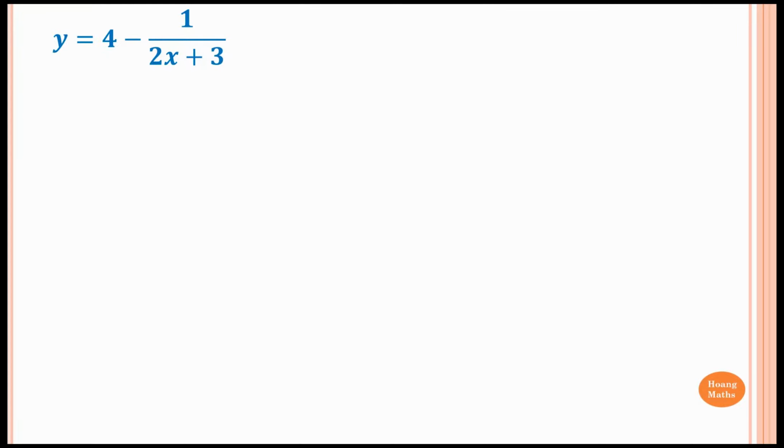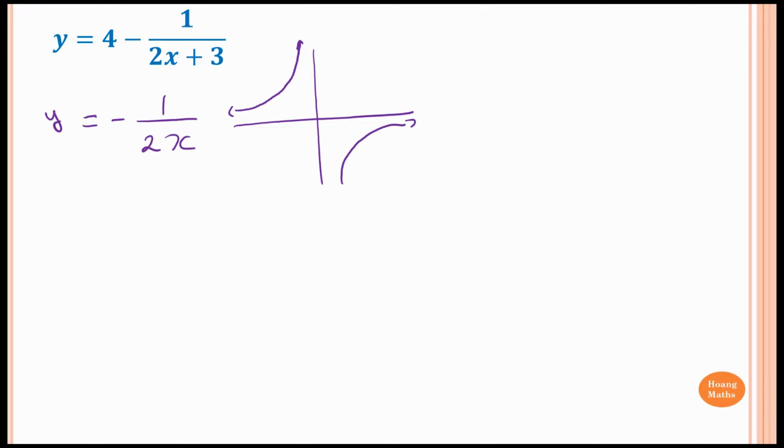So first of all, we know that if y is equal to minus 1 over 2x, the graph will be on the second and the fourth quadrant. It is something like this. Then what happens if we add 3 on the bottom here, which is the denominator? So the vertical asymptote will change.